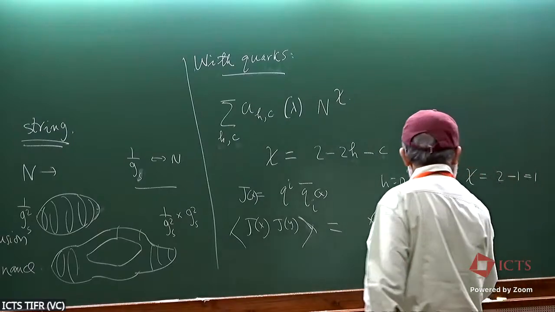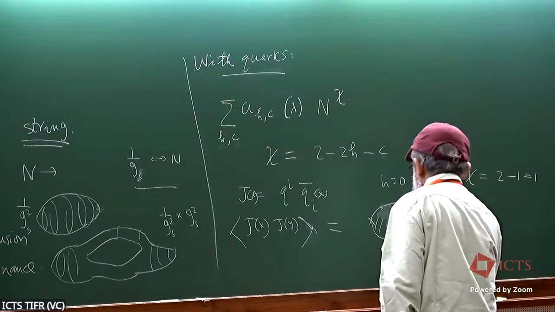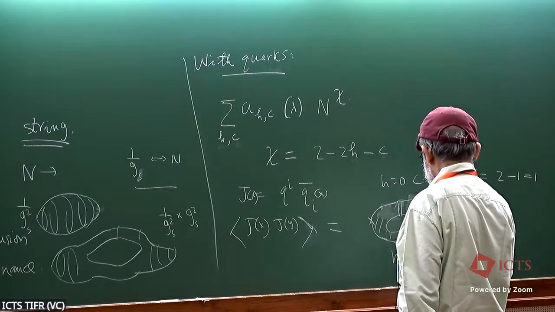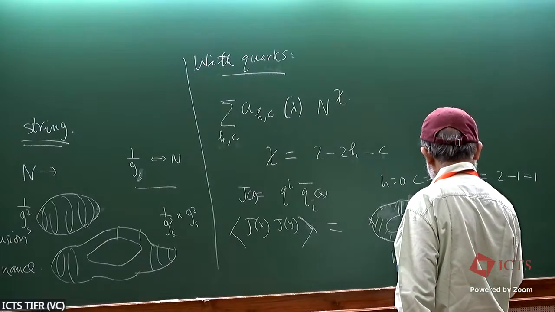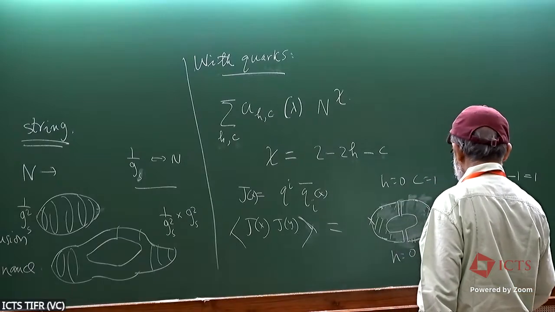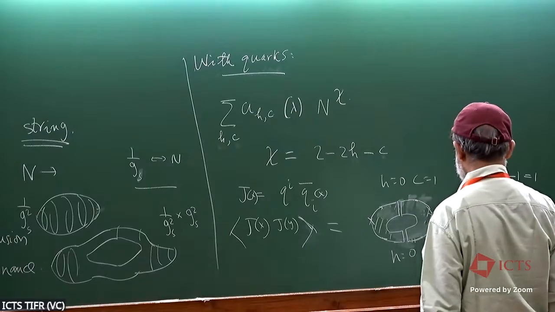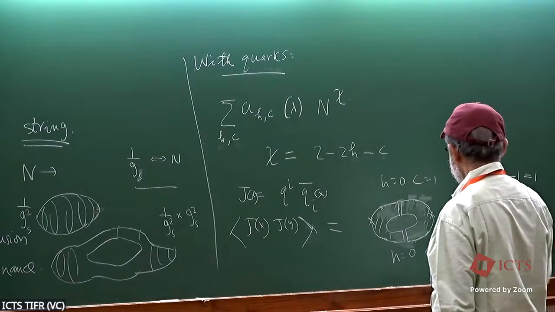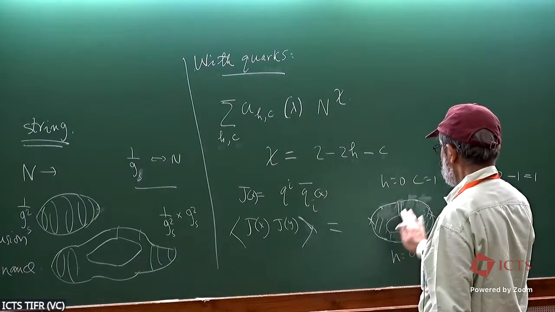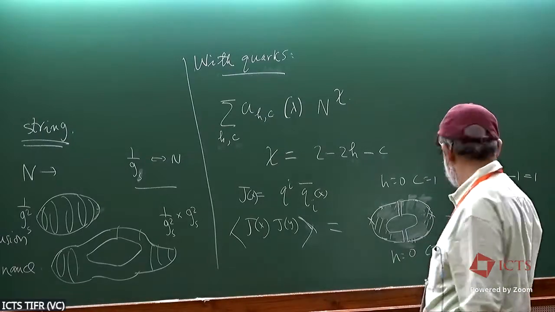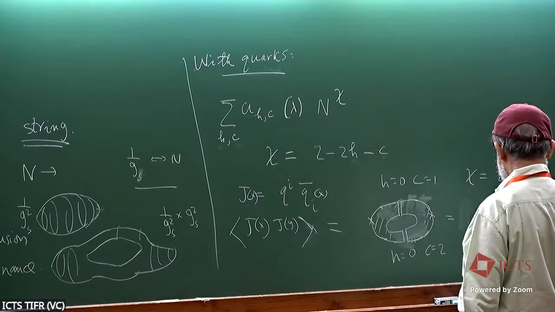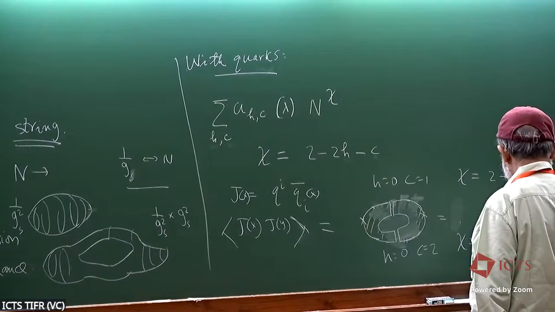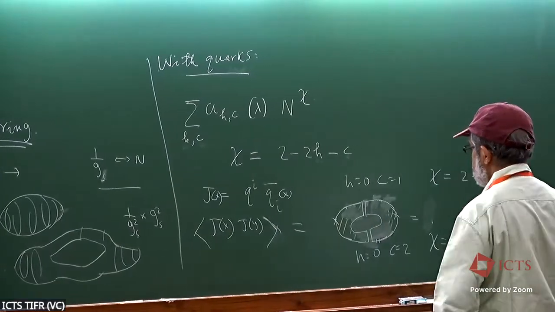So then chi: here, no handles still, and the number of holes is 2. So therefore, it's 2 minus 2. Oh, sorry, I should not say this is the end. Excuse me, I have not done anything here. So 't Hooft says that it must be n to the power chi. So that's n to the power 0, so that's 1. Let's see whether diagrammatically that is actually true or not.